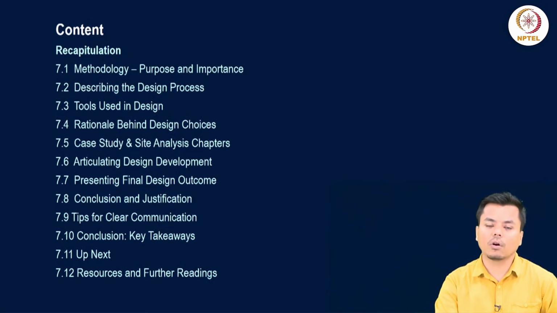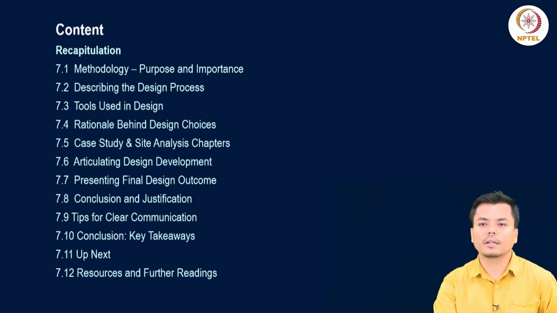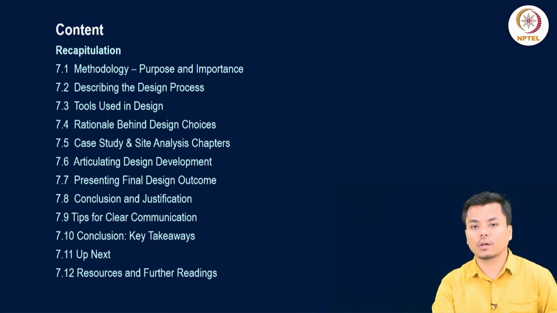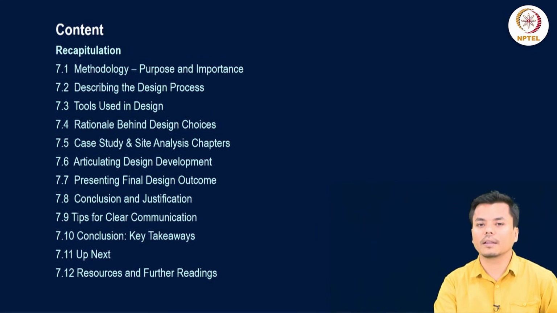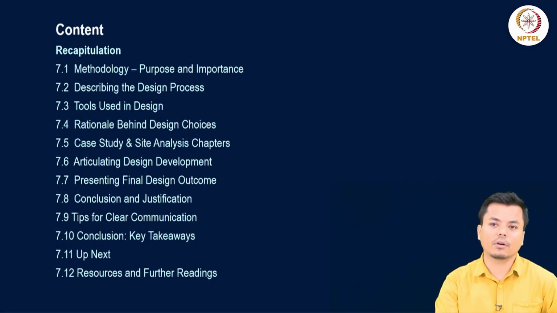Then we also have to look into the design process covered in the report writing process, what different tools are used in the design evaluation or design preparation stages, the rationale behind design choices, what the rationales should be and how to write those particular chapters. We will look into these aspects. Thereafter, case study and site analysis chapters. So how are these chapters to be written in the report? We will understand the details about these things.